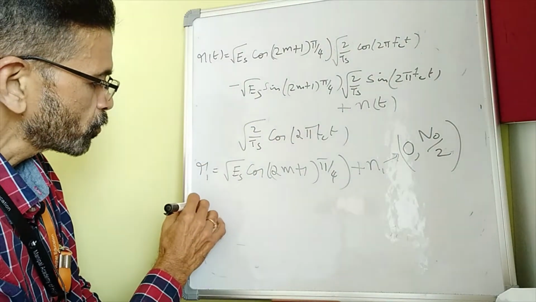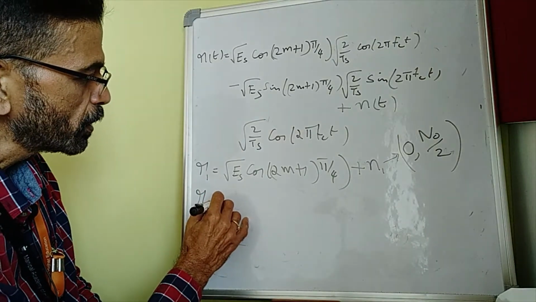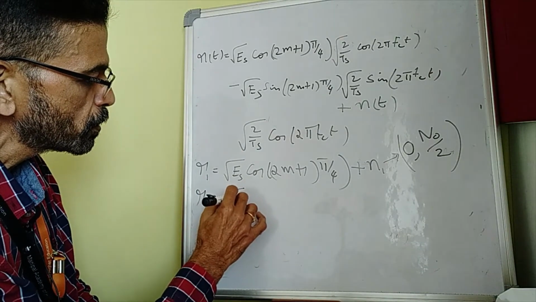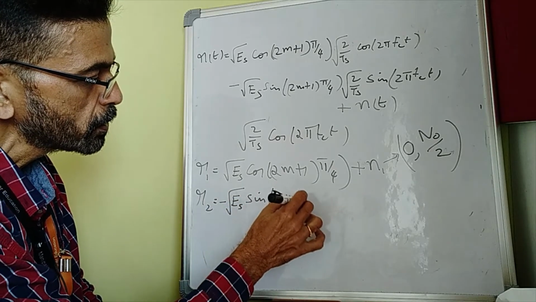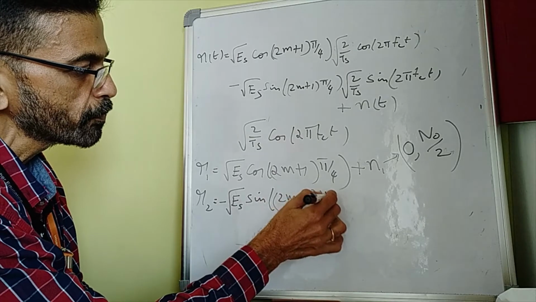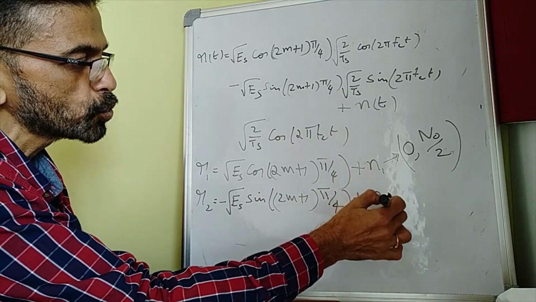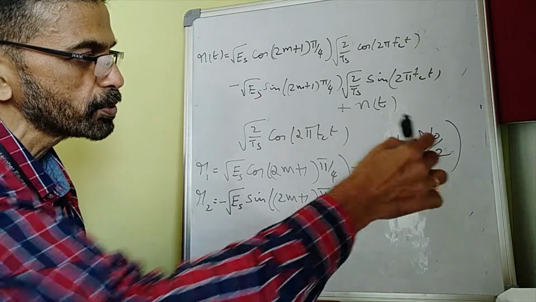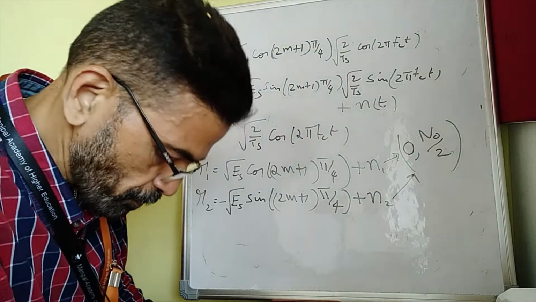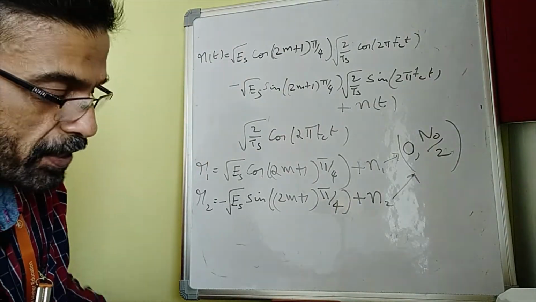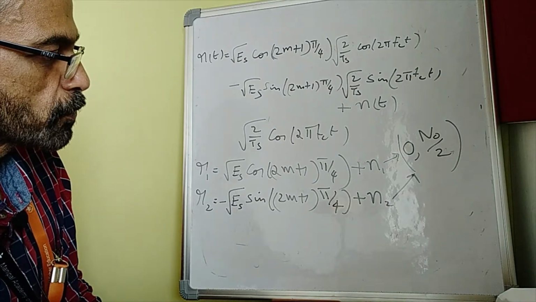And by similar arguments, you can show that in the lower arm, R2 is going to be minus root Es sine of (2m plus 1) pi by 4 plus n2, where n2 is also 0 mean and variance N0 by 2. n1 and n2 will be independent of each other, but they will be identically distributed with 0 mean and variance N0 by 2, Gaussian of course.